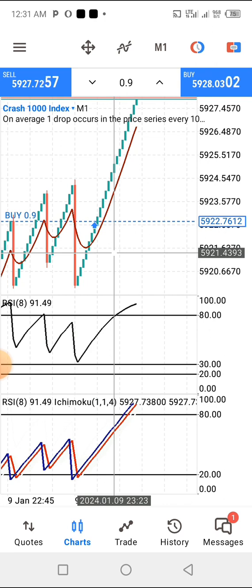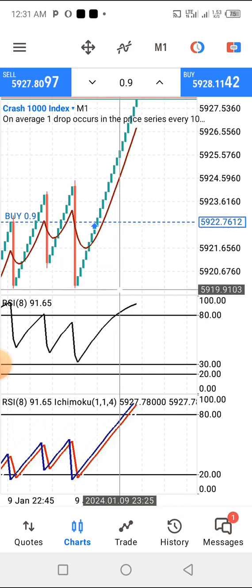I always make it live so that you can see that it works perfectly fine. I don't just use backtesting and tell you, like most people do. I do it live so you can see how it works perfectly fine. So on Crash, this is how it works.